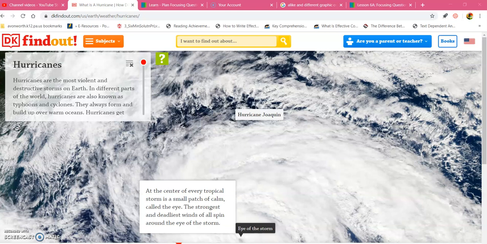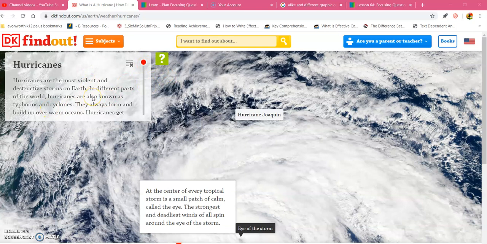I went over to the website dkfindout.com and I am on the page about hurricanes. Remember, what does the wind do during hurricanes? That's the information I'm looking for. I'm going to start by looking at this part of the website. I notice the title, Hurricanes, on this section. I'm going to skim through it, which means I'm going to read through it quickly because I'm looking for the word wind. I'm focusing on what the wind does.